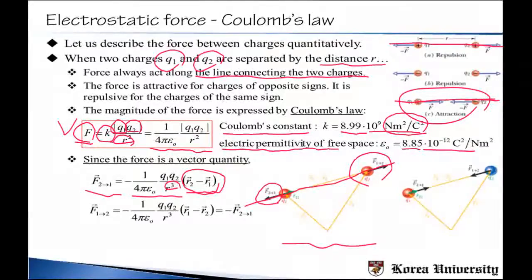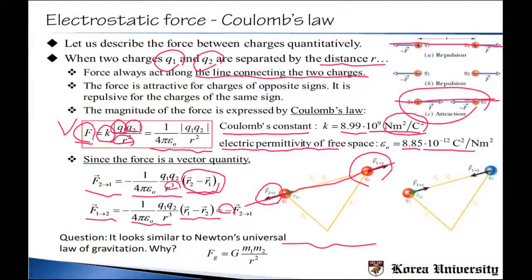In the second equation, the force acting from 1 onto 2 is the same force with the same size of Coulomb force, but the only difference is that now the direction is opposite. So you can say that the force from 1 acting on 2 is equal to the negative of the force acting from 2 onto 1.